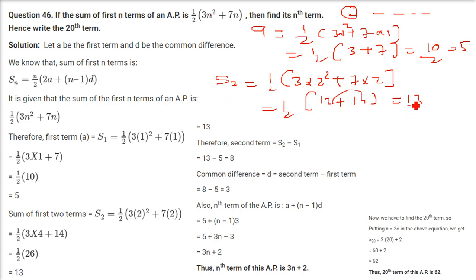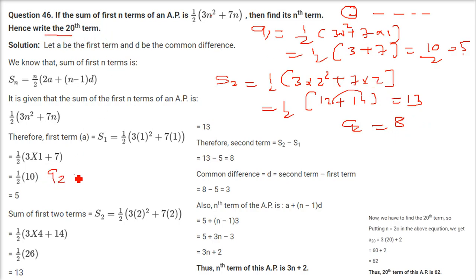Now this is the sum of the first two terms, but the first term is 5. So what will be the second term? You have to subtract these two. So A1 is 5, what will be A2? 13 minus 5, that is going to be 8. So A and D are known. You can always find the 20th term.